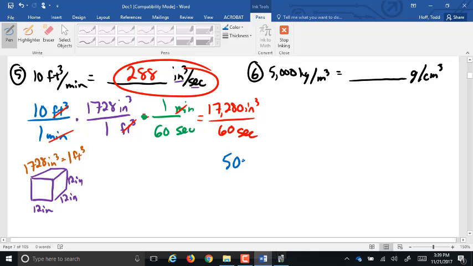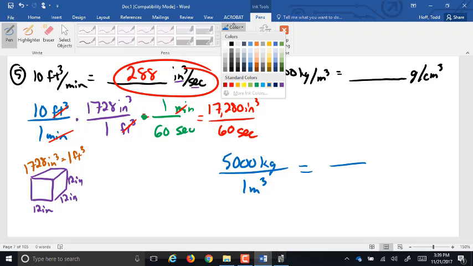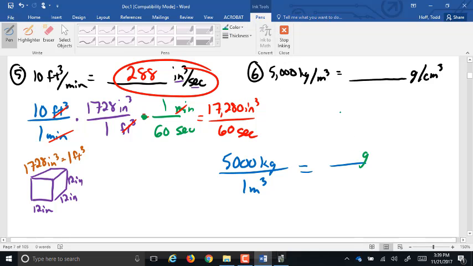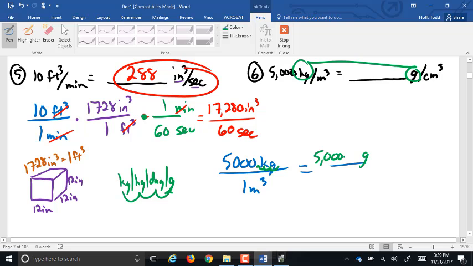Finally, 5,000 kilograms per meter cubed is 5,000 kilograms over 1 meter cubed. We're just going to convert each unit separately. Kilograms have to become grams. Well, on that little chart, to get from kilograms to grams, we're moving 1, 2, 3 spots to the right. So my decimal point has to move 1, 2, 3 spots to the right. So that becomes 5 million grams.